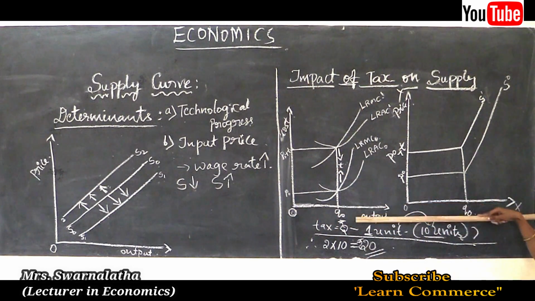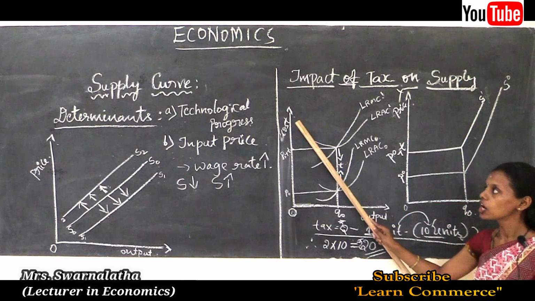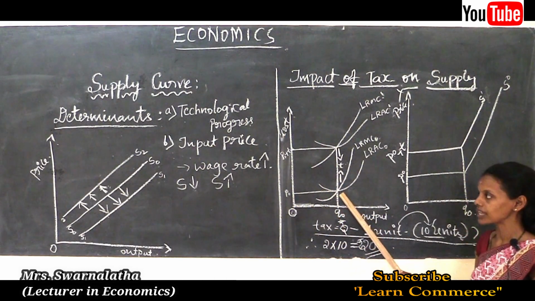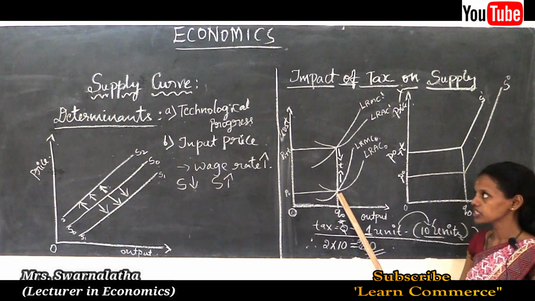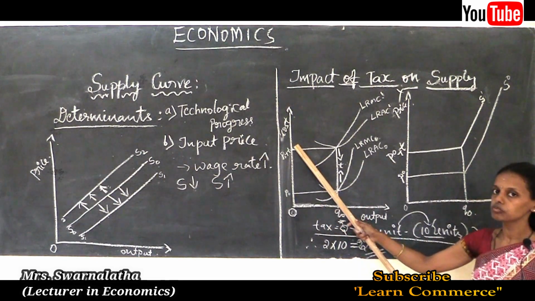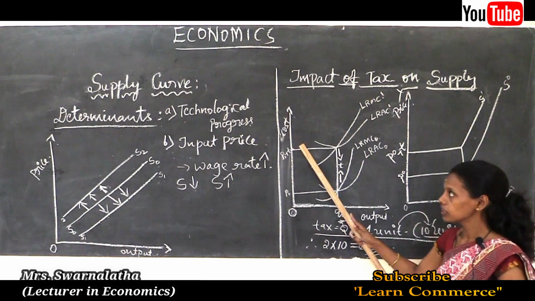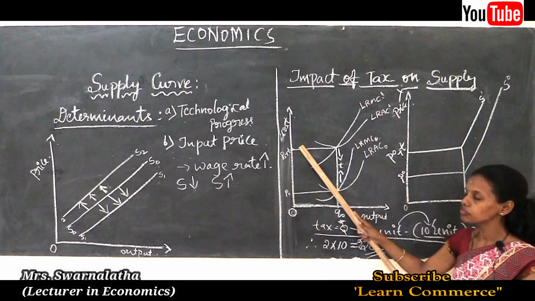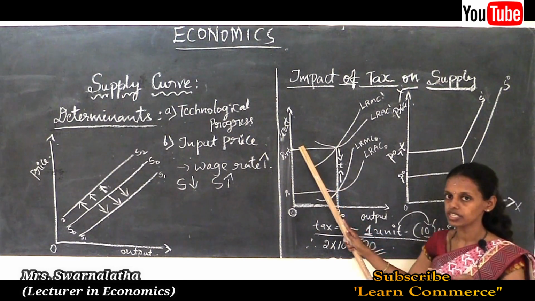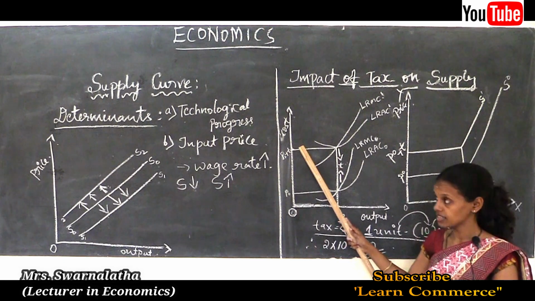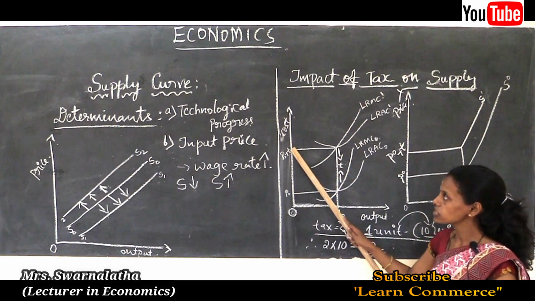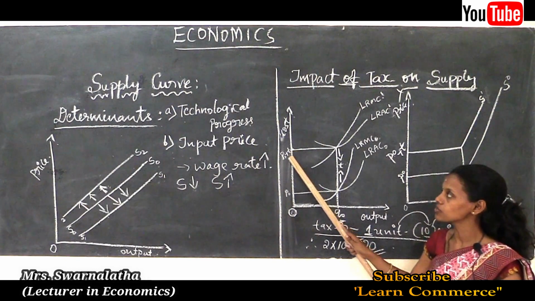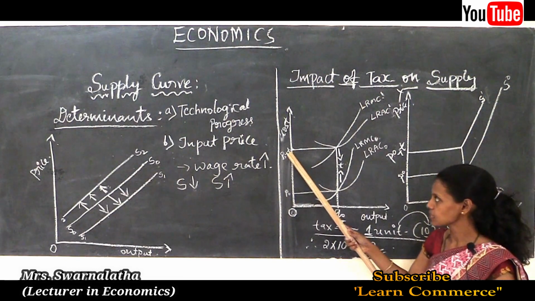The OX axis represents output and the OY axis represents cost respectively. Here, P naught is the price line in the initial stage, and it increases from P naught to P naught plus T. What does this plus T mean? When the firm starts its production and sales, the tax also increases. The unit tax imposed per unit of sale of output is T.